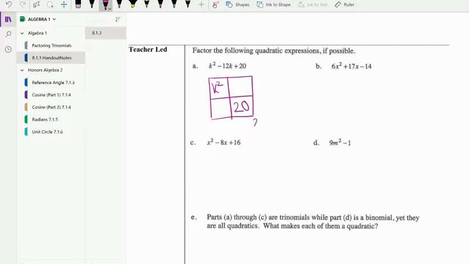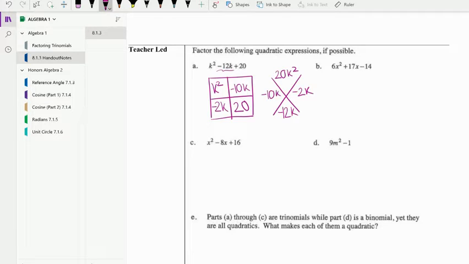And 20k squared is the product, so that is going to go at the top of the x. And then negative 12k will go at the bottom. So I need two numbers that multiply to 20, but add to negative 12. And that's going to be negative 10k and negative 2k, because that will multiply to positive 20, but add to negative 12. And so you're going to go ahead and put those in the other boxes.